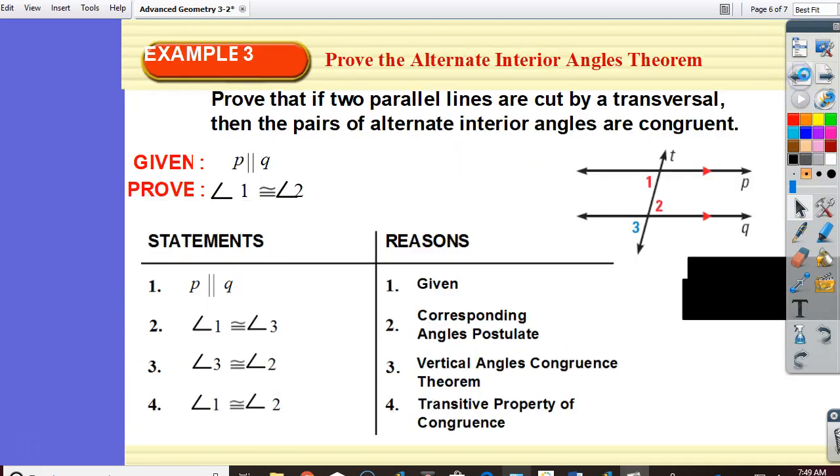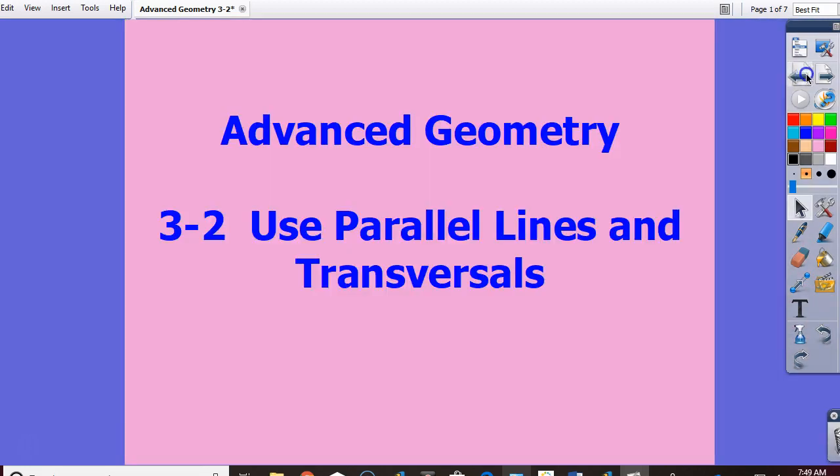That is everything on your lesson on 3.2. Use parallel lines and transversals.